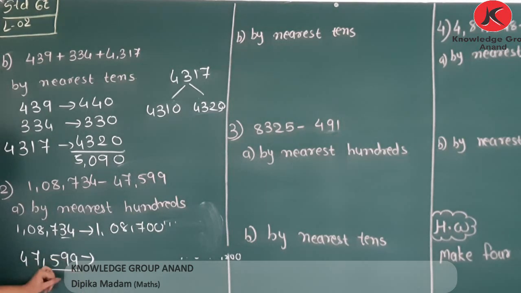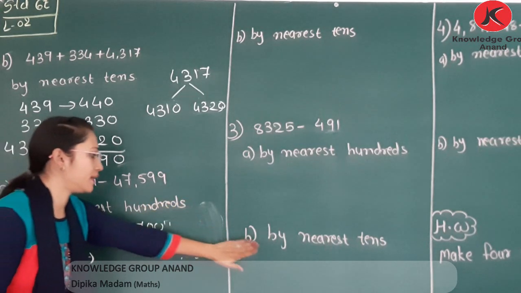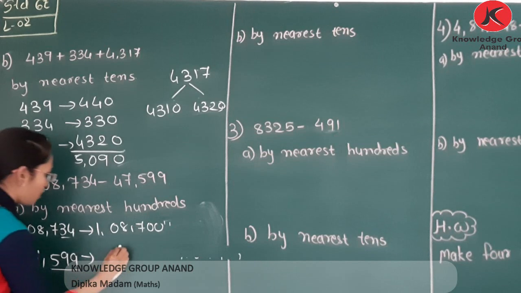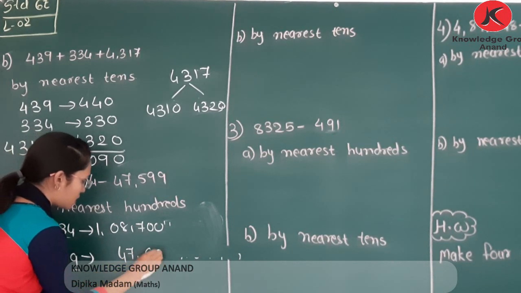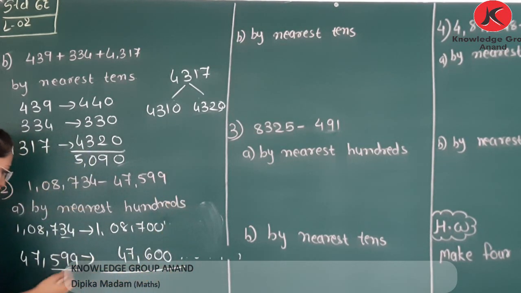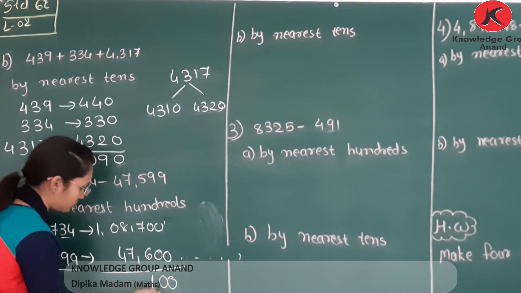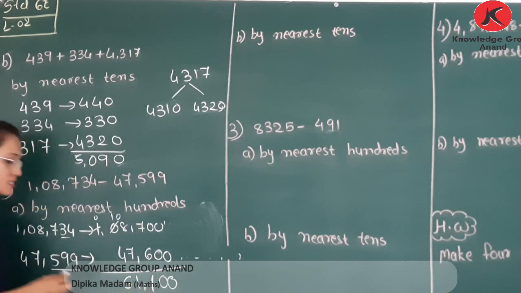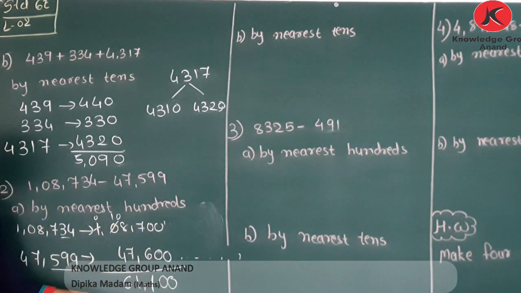Now 47,500 or 47,600. What will be the correct estimated value? Is 599 nearer to 500 or 600? It is 600. Of 500 and 600, which is nearer? 600. So it is 47,600. Now perform the subtraction. 61,100 is the answer with the 100 estimation.